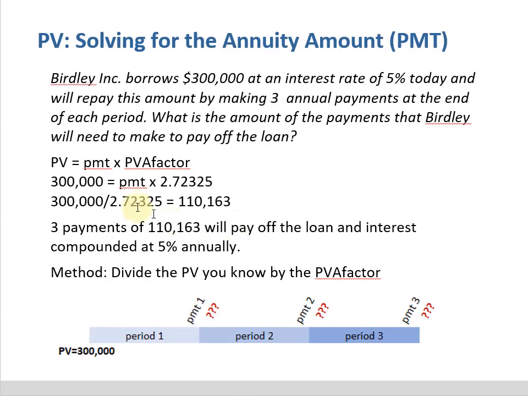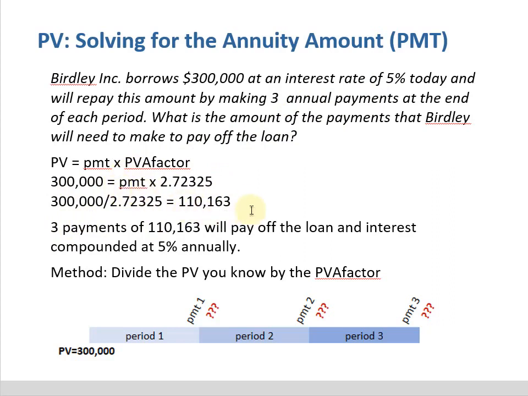I would set it up like this. You've used this formula a couple of times already, just in the last few minutes. If you want to compute the present value of an annuity, you take the annuity amount, the payment, and you multiply it times the present value of an annuity factor. In this case, we know the answer. We know the present value of the annuity, $300,000, and we can look up the factor. If you look up the factor for 3 payments, 5%, it's 2.72325. So if you take 300,000 and divide by that 2.72325, you're solving for the payment amount.